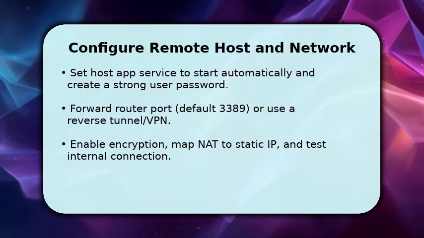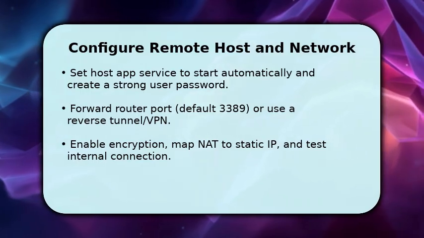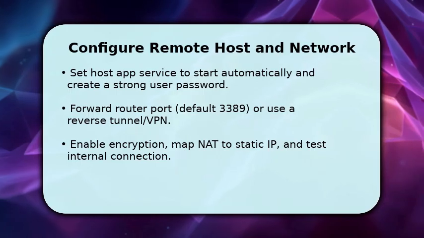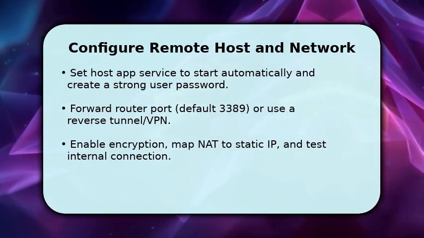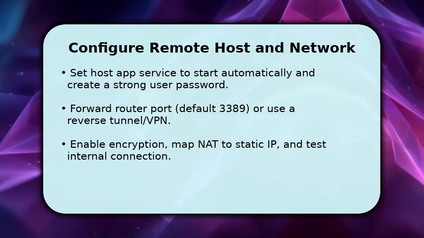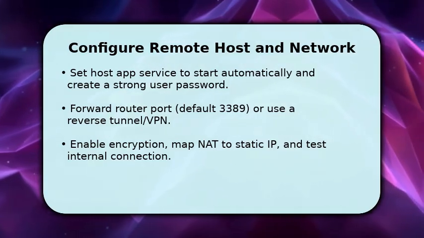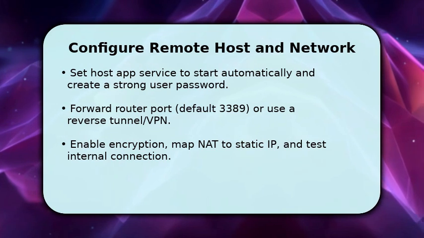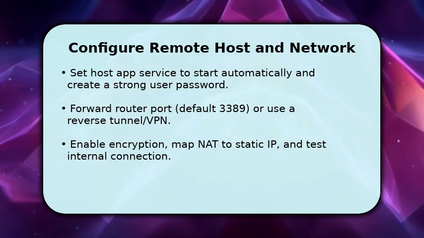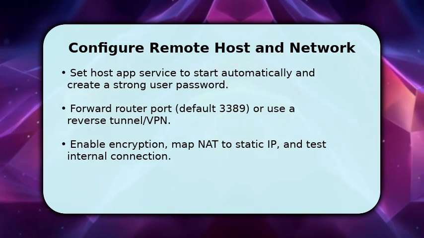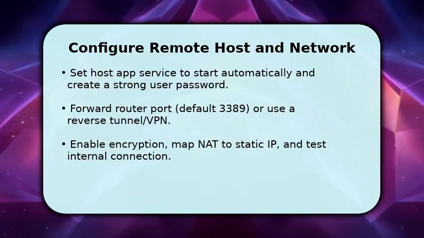Next, forward the host port 3389 for RDP on your router, or even better, avoid opening ports by using a VPN or reverse tunnel to eliminate exposure. Once done, enable encryption in the host settings, bind the service to your static IP, and test the link from another local device to confirm connectivity.